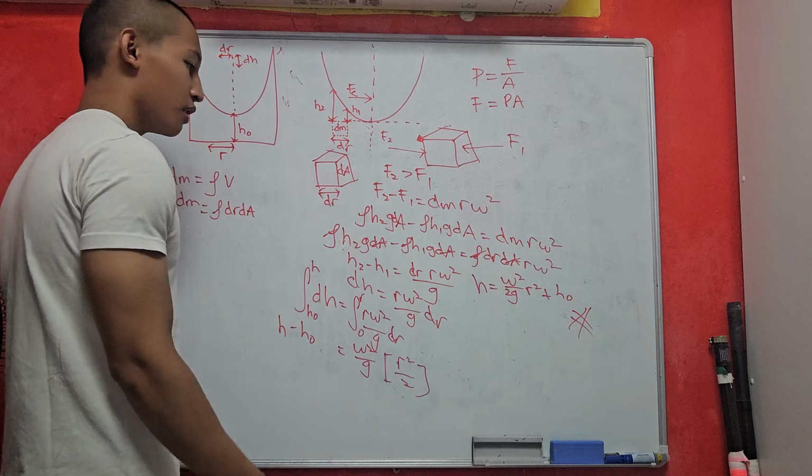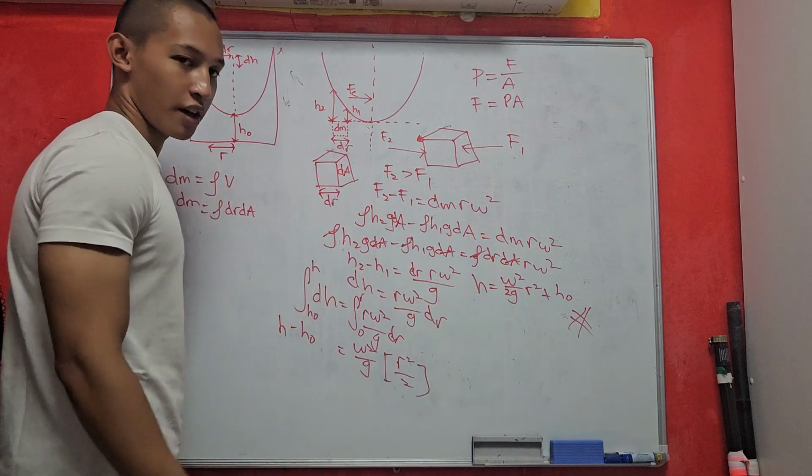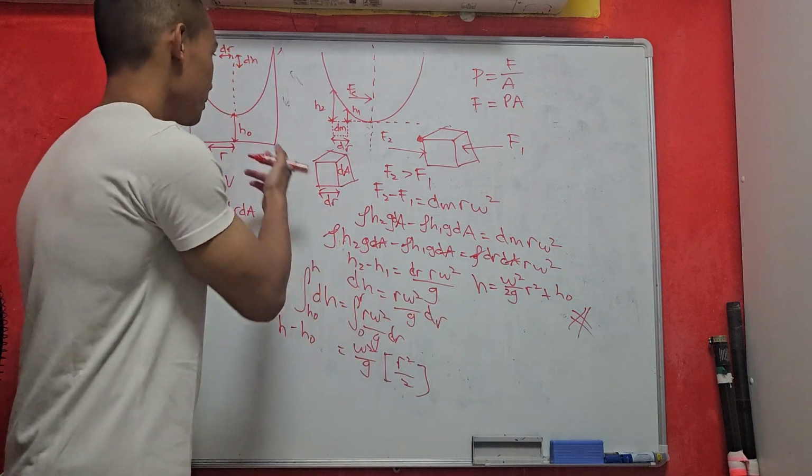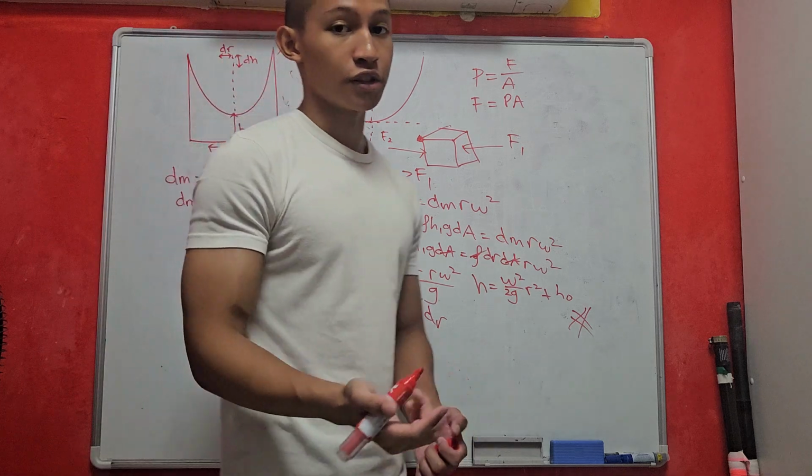And voila, this is a parabola. And this is how you show that the shape of the water is a parabolic shape.